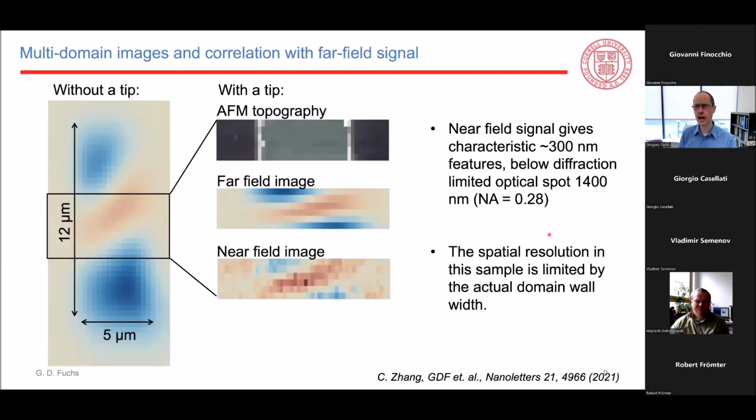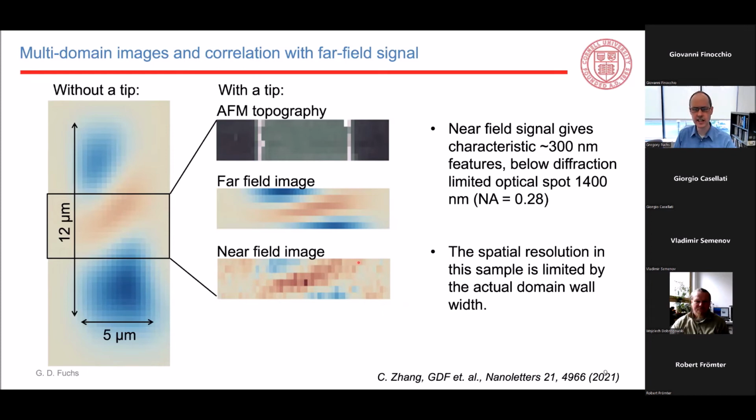So then we can go ahead and take some images. This is the same sample. It's 5 microns wide. It's just a soft cobalt iron boron material. We can simultaneously image domains in this material using focused light far field imaging. And then also we can separately demodulate the signal with respect to the probe oscillation, which gives us the near field signal.